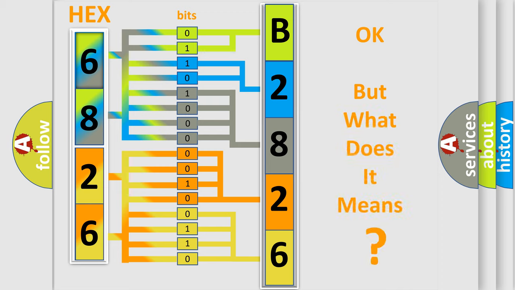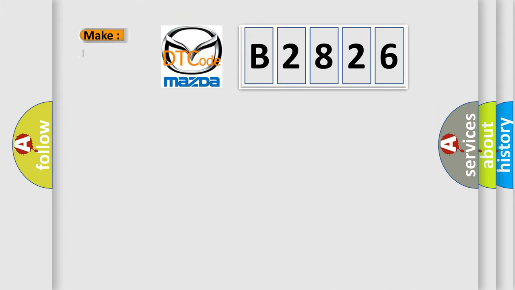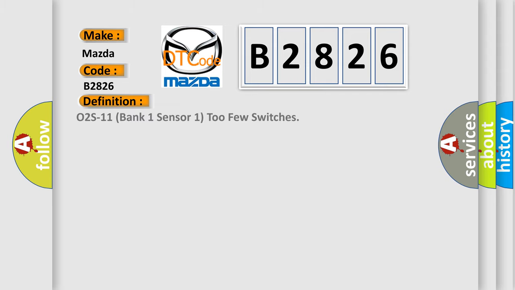The number itself does not make sense to us if we cannot assign information to what it actually expresses. So, what does the Diagnostic Trouble Code B2826 interpret specifically for Mazda car manufacturers? The basic definition is O2S11 bank 1 sensor 12 fuse switches.